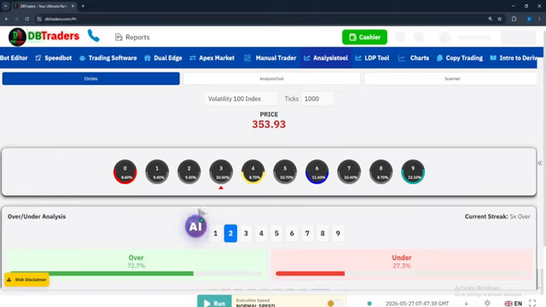Example, if the ticker goes to 3, 4, 5 and then 8 under, 9, 6, 5 and then 8 under, 9, 4, 3 and then 8 under, 9, 5, 4, 3 and then 8 under. But before it touches 8, ensure it has touched 3 other numbers above 2, and then immediately it touches 8, you press under, okay?